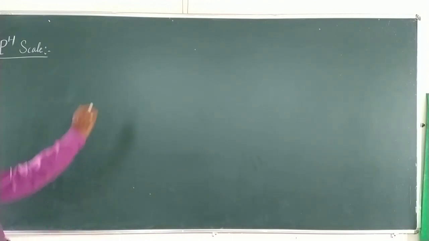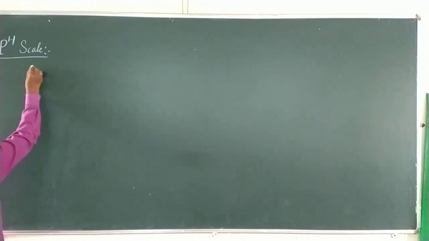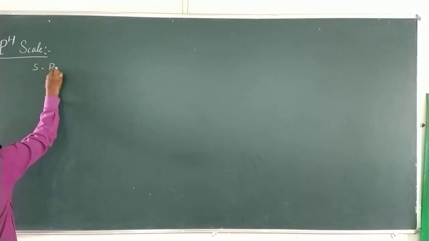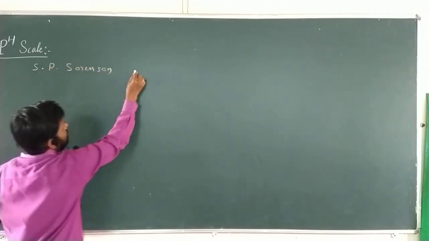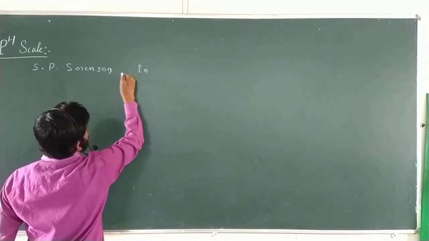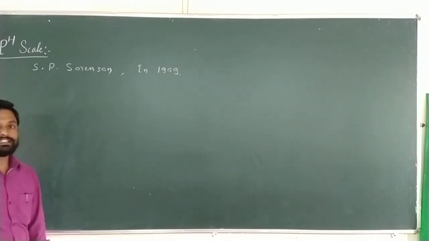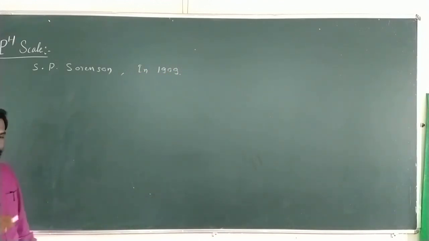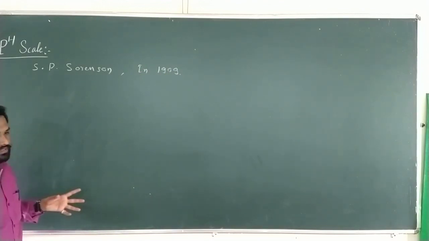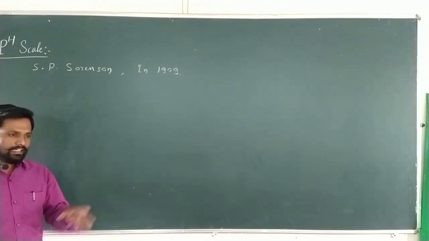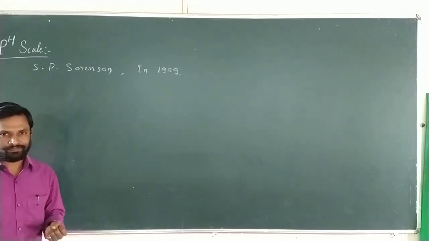So, initially, it was introduced by the scientist S.P. Sorensen in 1909. He introduced the pH scale to measure the nature of a given substance in an aqueous solution, whether it is acidic or basic.